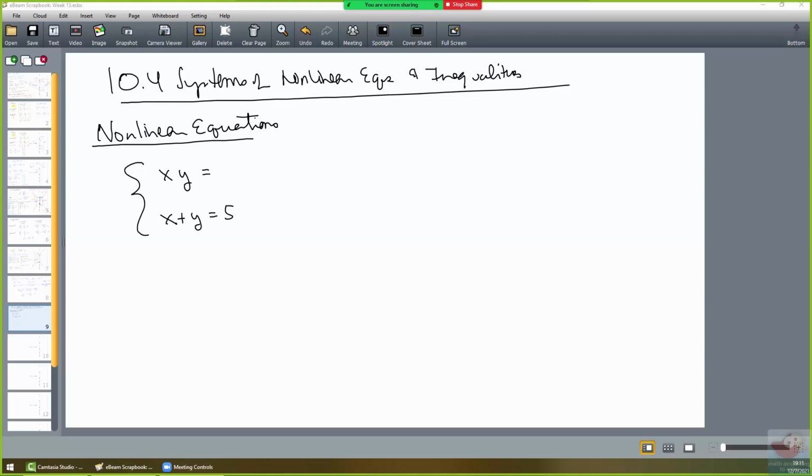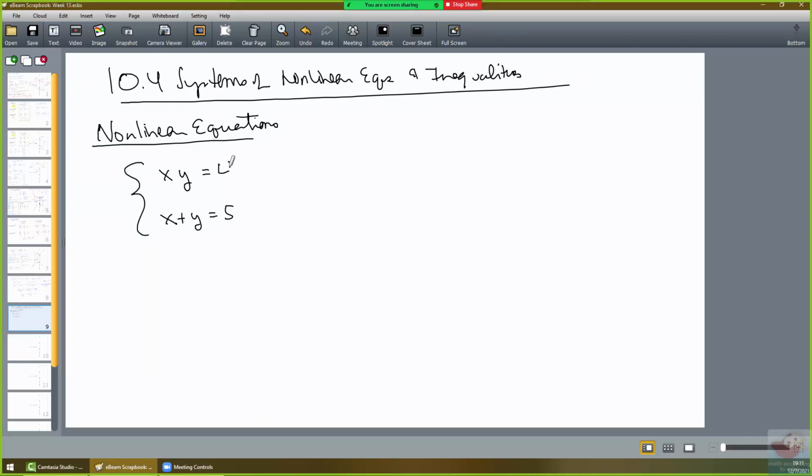Suppose we had x times y equals 4 and x plus y equals 5. So the second equation is technically linear. The first one is not. The first one is actually your reciprocal function that we had so long ago.